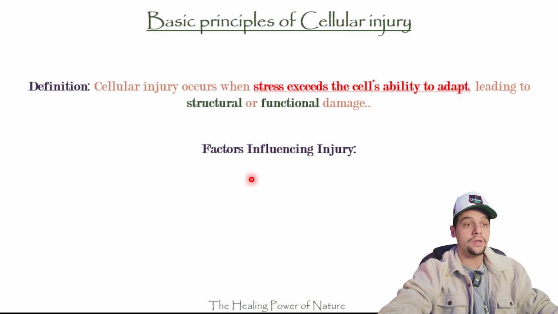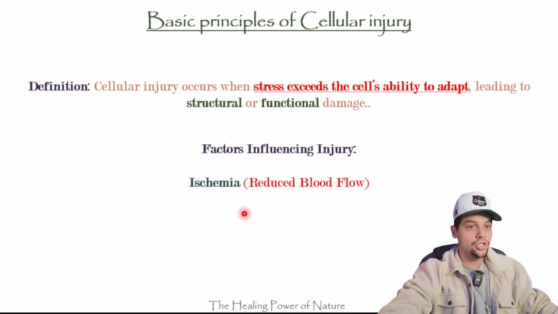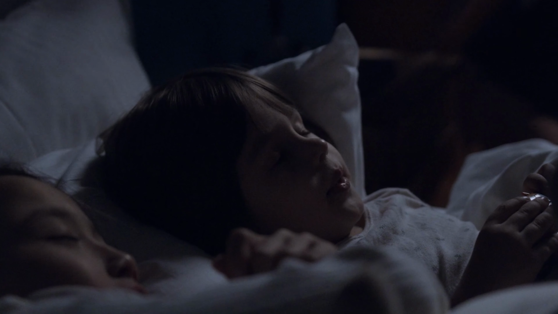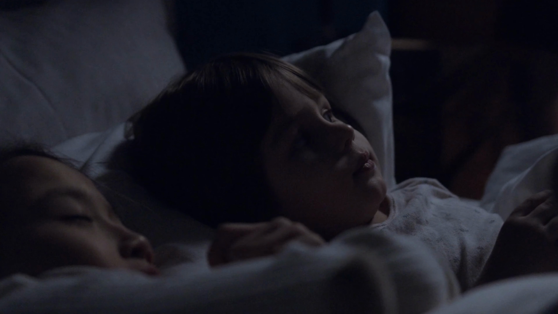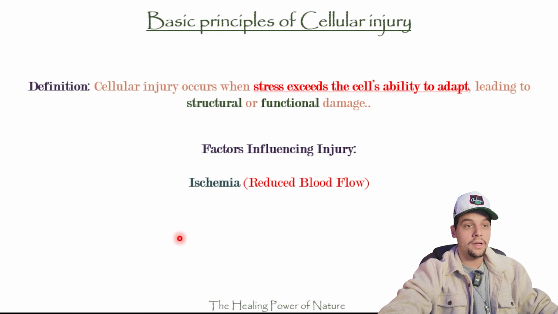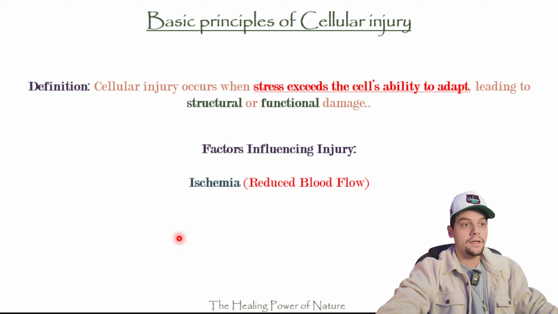Factors influencing injury. Ischemia, reduced blood flow. So without blood, there's no oxygen or nutrients. Think of it like a power outage in a hospital, okay? Essential systems shut down quickly. For example, an embolus or a blood clot cutting off blood supply to the brain can cause stroke. Acute stress causes more damage, like an embolus causing acute ischemia, compared to chronic stress like atherosclerosis, which will cause atrophy.